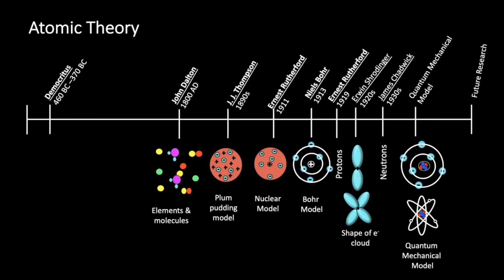Then we move forward to about 1800 AD. We have John Dalton. He used science to support the ideas of Democritus. What John Dalton found out was that all elements were composed of atoms. Atoms of the same element are identical. Atoms combine in whole number ratios to form compounds. Chemical reactions are the result of atoms rearranging.